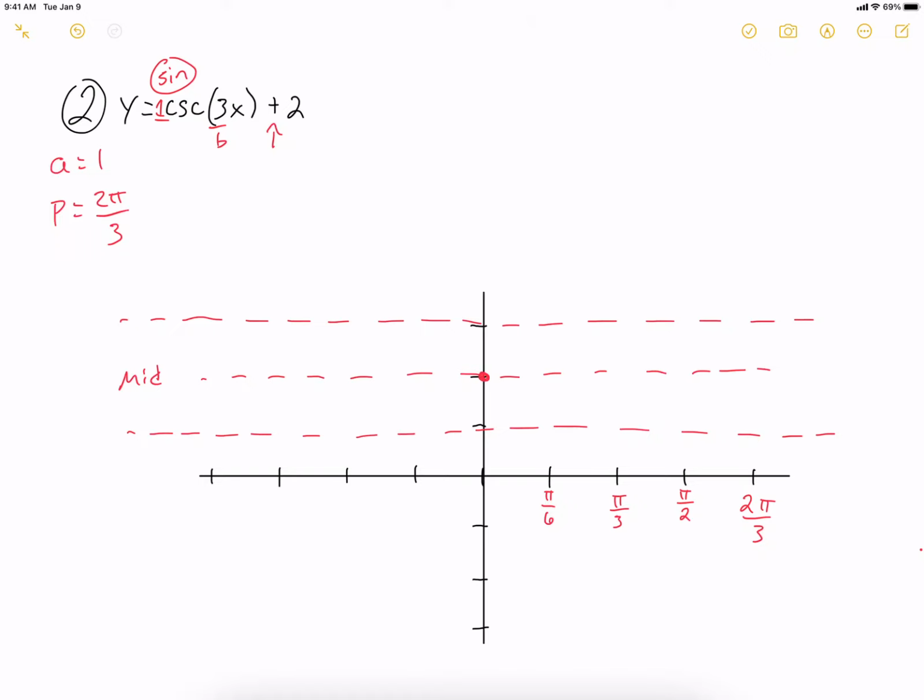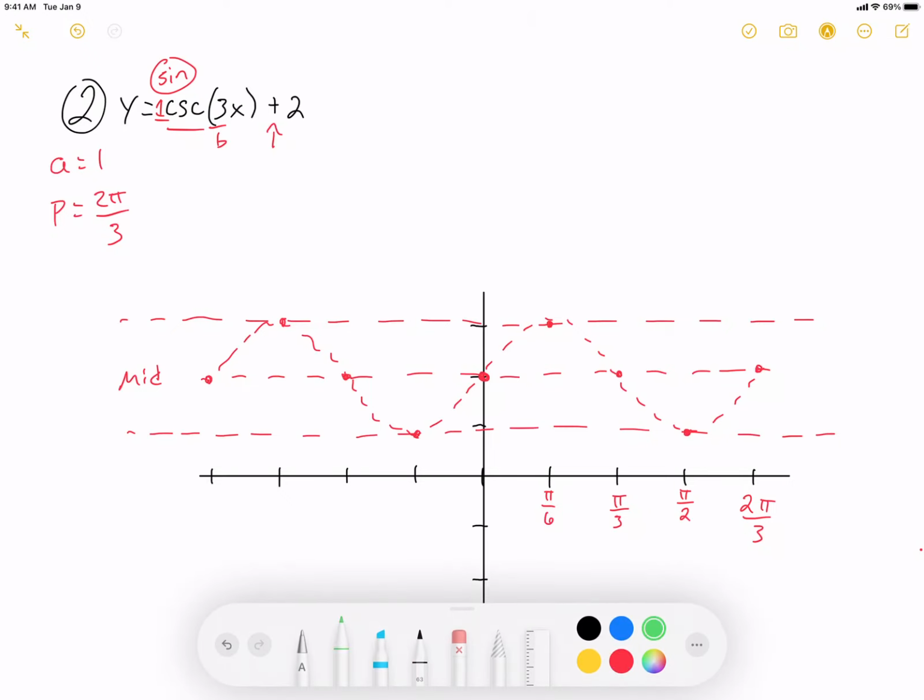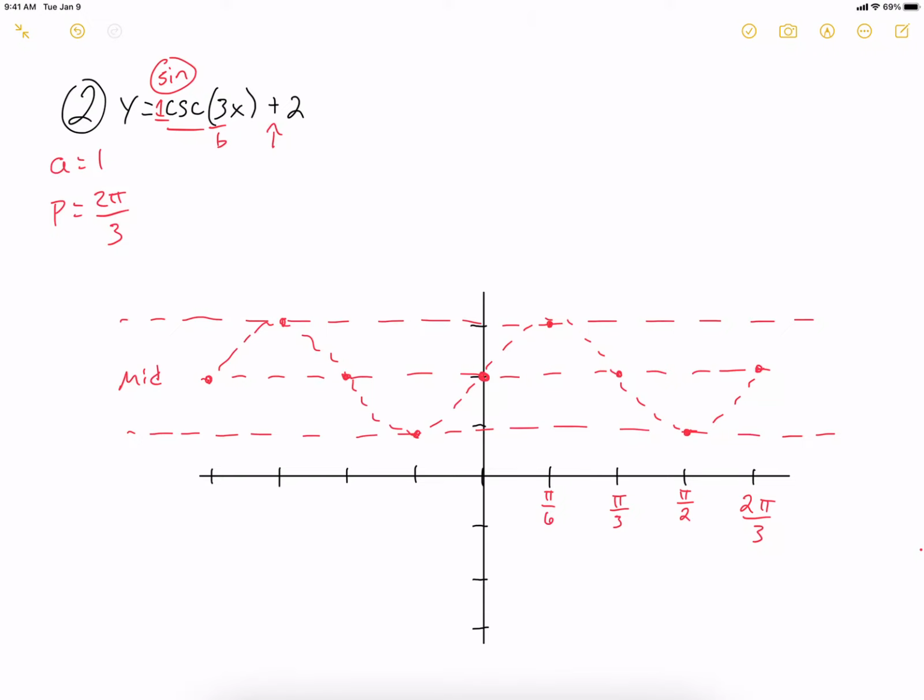Now, the sine function would then go up every tick mark from there and following our pattern. And as I would connect our sine function, I'm using a dotted line because that's not really what we're trying to graph. Our whole point and purpose here is graphing the cosecant function. Let's get a different color for the cosecant function.